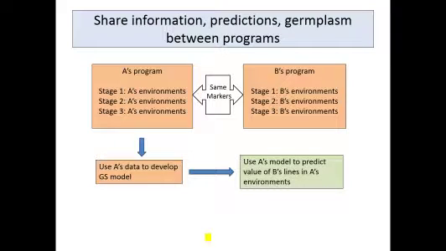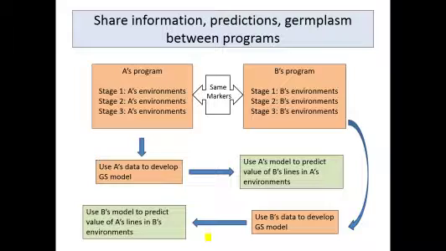Then what you can do is use data from program A to develop a genomic selection model. This model then can be used to predict the value of Breeder B's lines in Breeder A's environments. So now Breeder A can access germplasm from program B, predict its value in Breeder A's environments, and basically increase the size of their program by accessing germplasm from B, predicting its value in environments relevant to A, and asking for some of that germplasm. Same can be done for B.